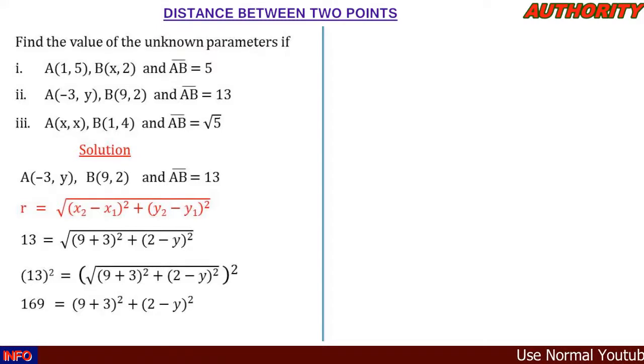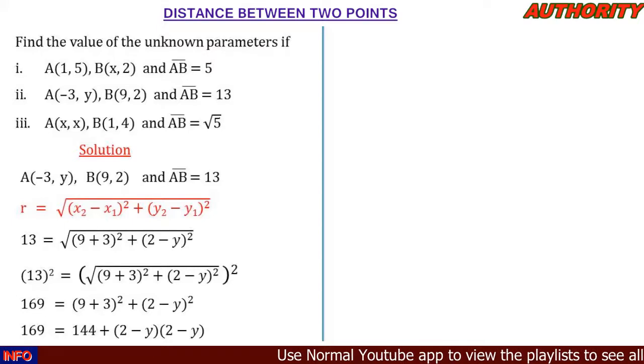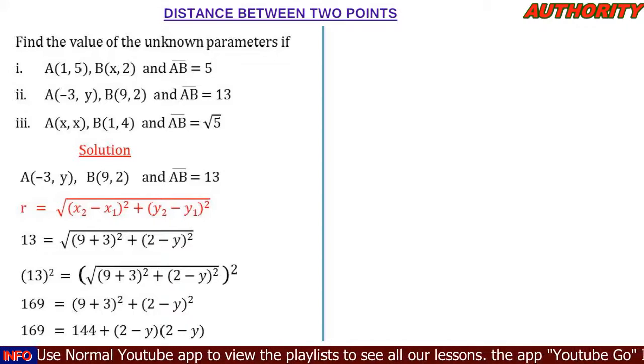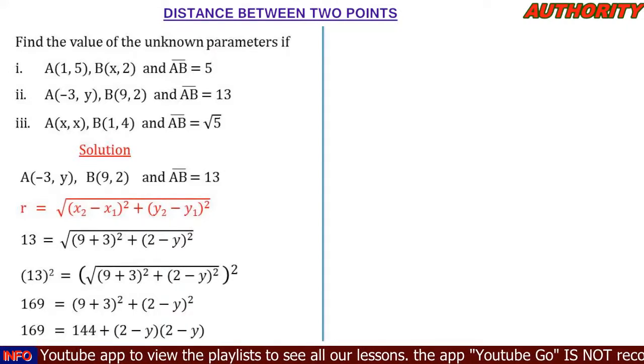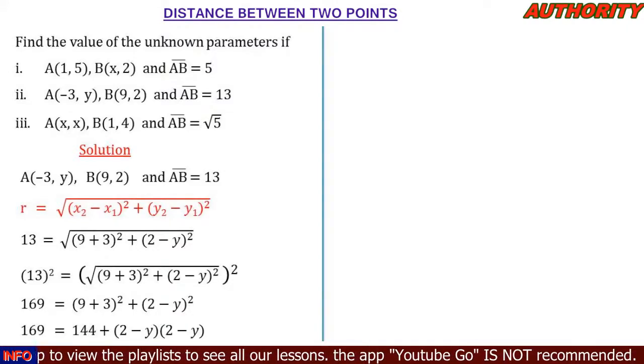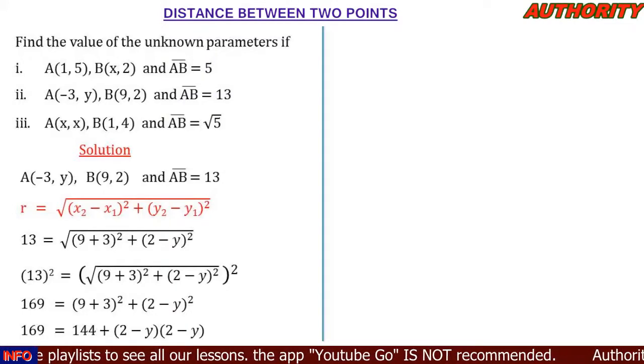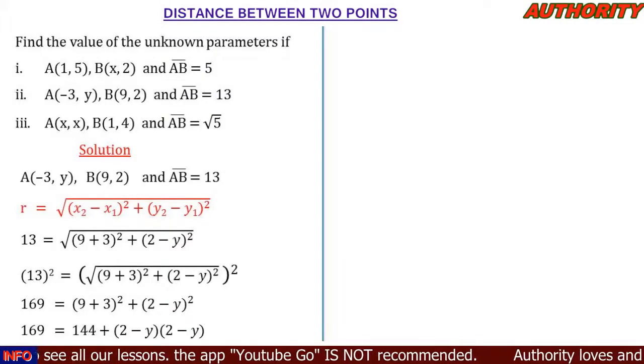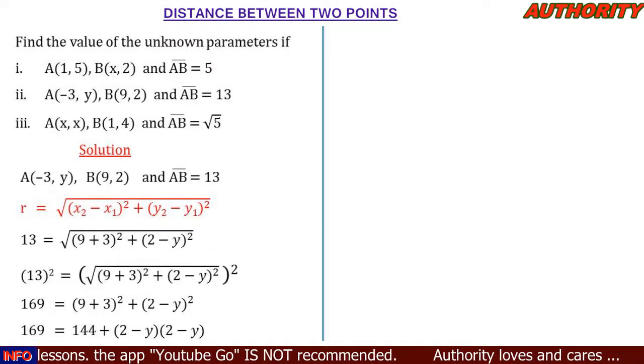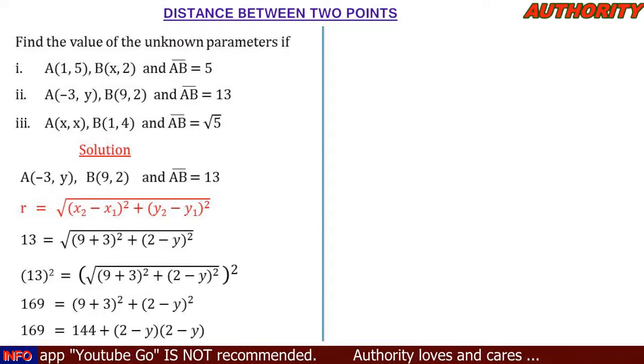Now let's go. We have 169 is equal to, when you say 9 plus 3 is going to give us 12, and 12 squared is 144. Then we say plus this (2 minus y) squared is the same as opening the bracket into two places. We have (2 minus y) in bracket, (2 minus y) in bracket.